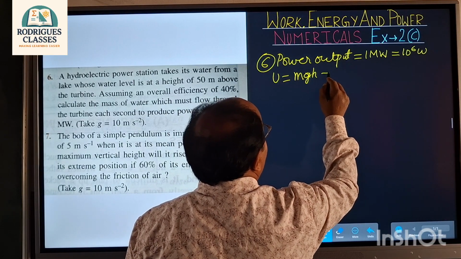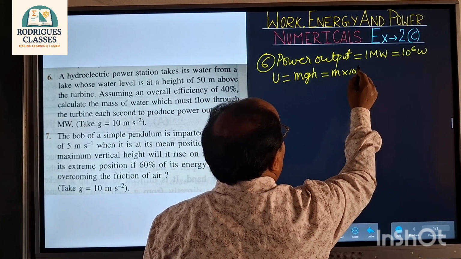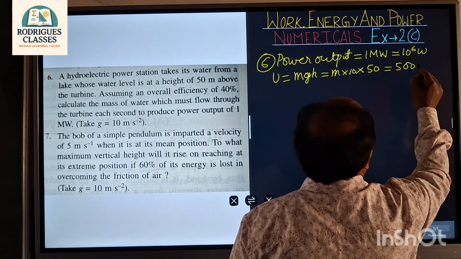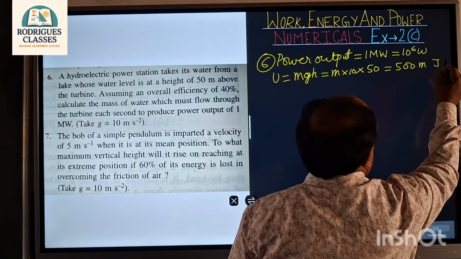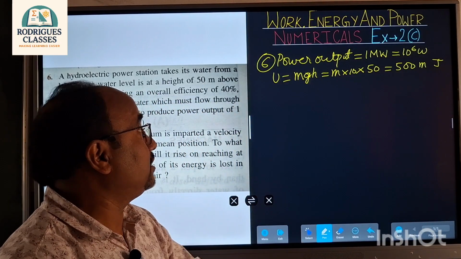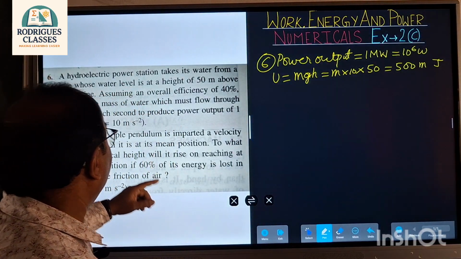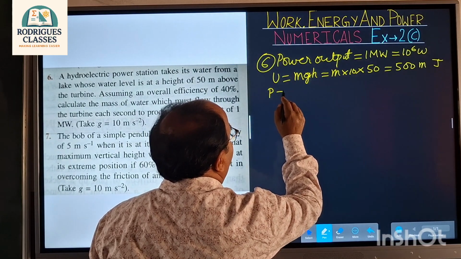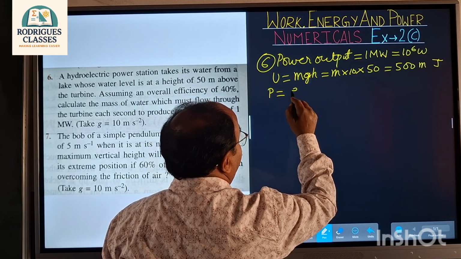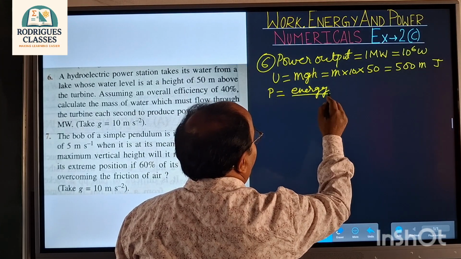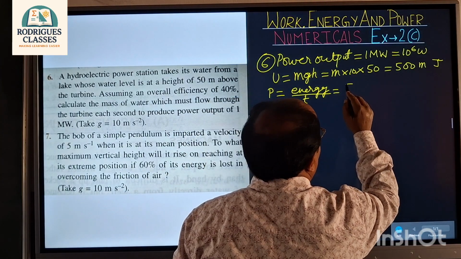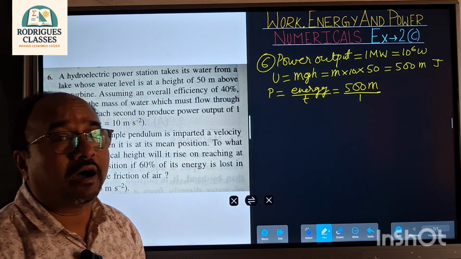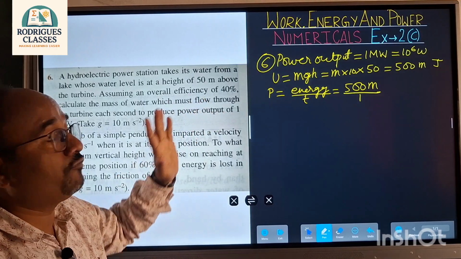So formula written first, then m, g is 10 and the height is 50 meter. So we get it here as 500 m. Means m is the mass there, in terms of joule. This is the potential energy, and the time given to us is each second. So I can find power as energy by time. So energy here is 500 m and by 1. So this is the power which is there, but the output will be only 40%.